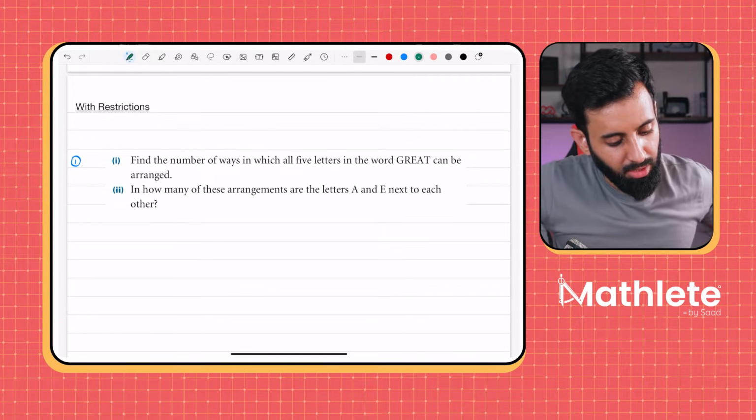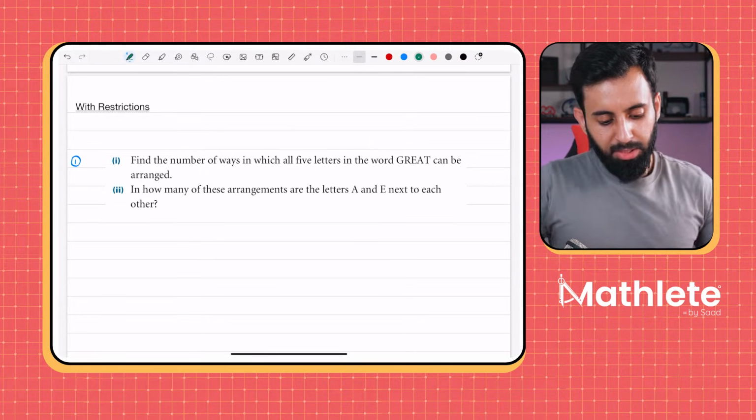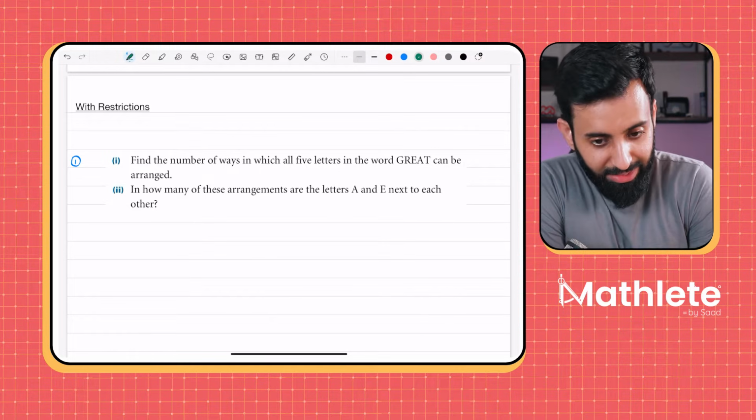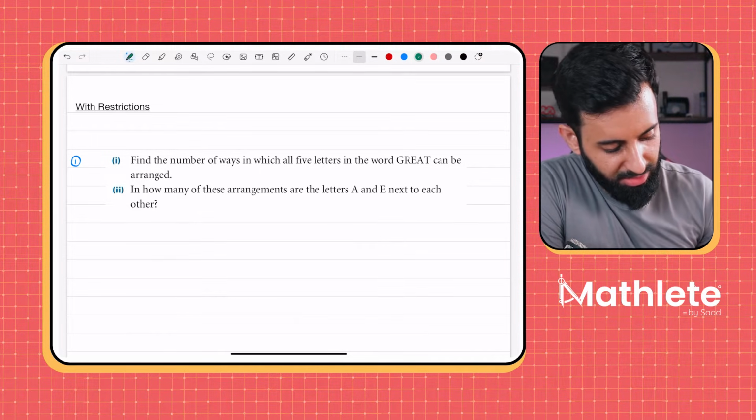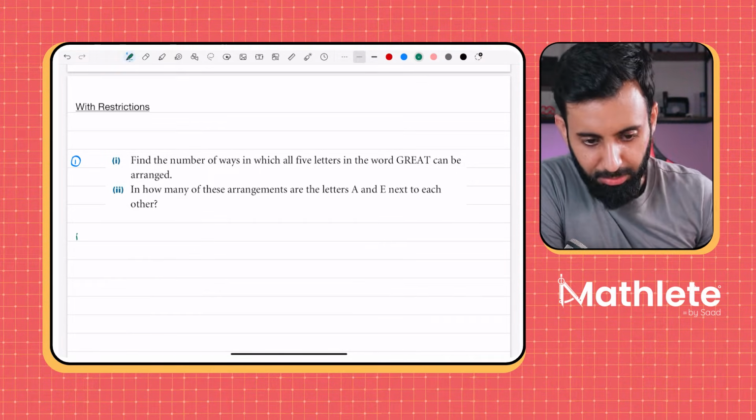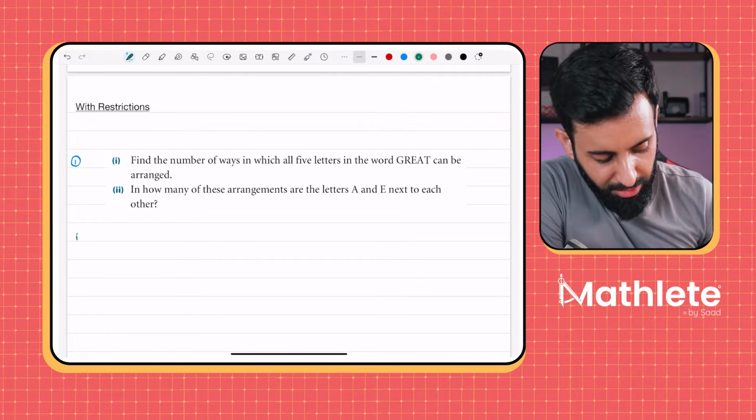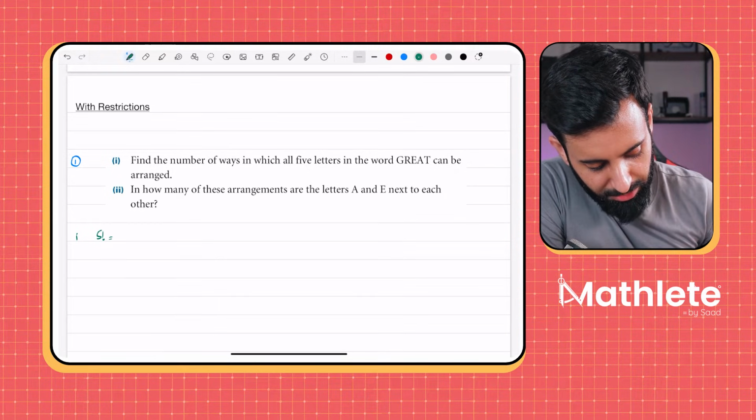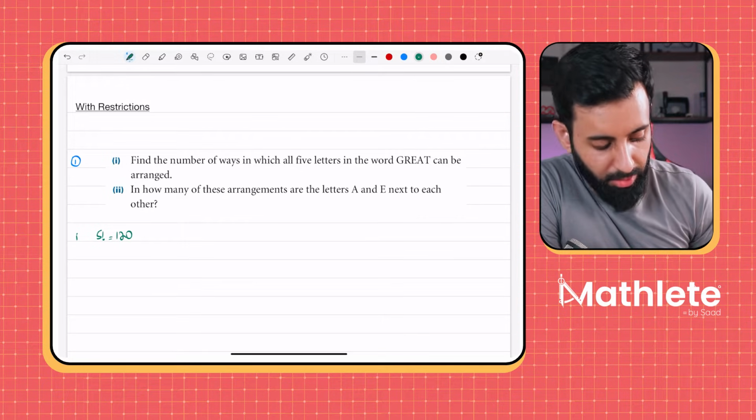Here's the first question. Let's see what it says. Find the number of ways in which all 5 letters in the word great can be arranged. Notice that in the first part, there is no restriction, and there is no letter that's being repeated. So the answer to the first part will simply be 5 factorial, which is equal to 120.